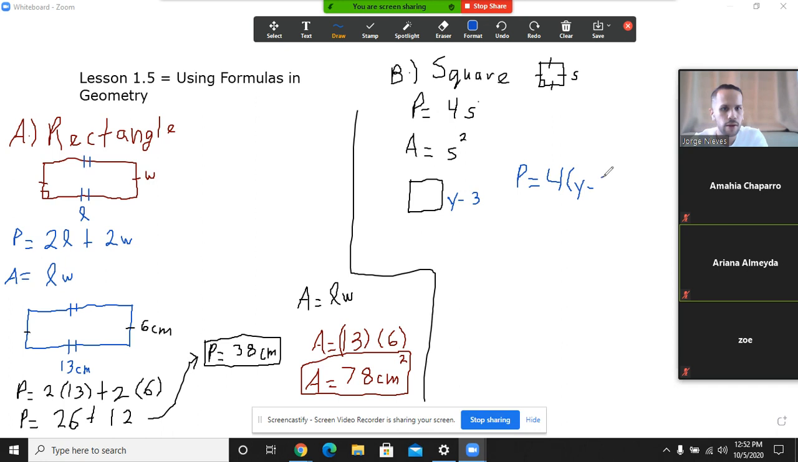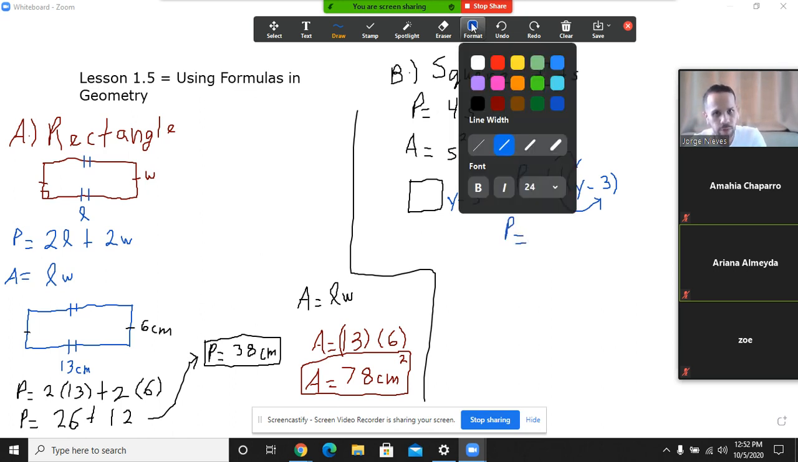Okay. So what are we going to do? We're going to apply a little algebra. We're going to apply the distributive property of multiplication. So we're going to multiply 4 times y and 4 times negative 3, ¿verdad? It's the same. Okay? So the answer, students, is going to be the following.